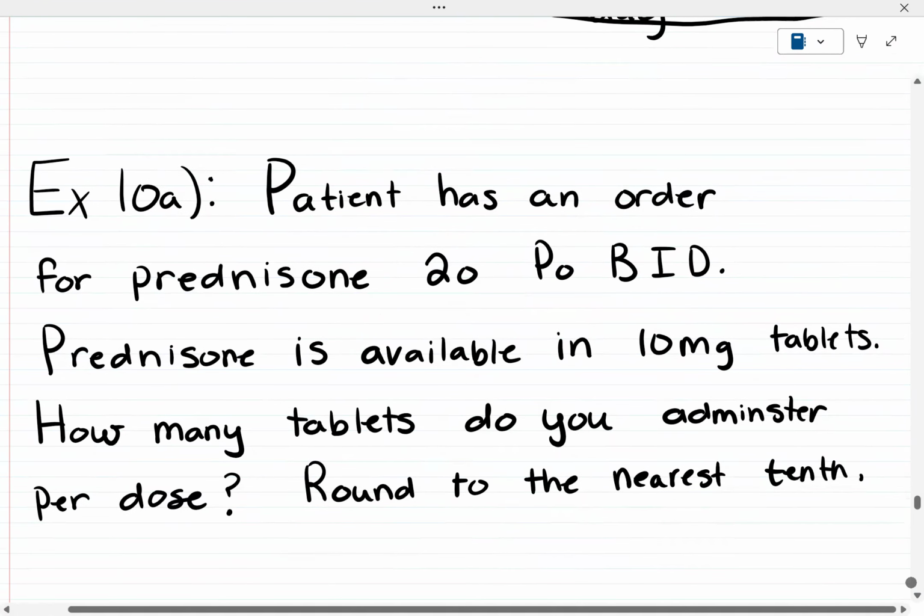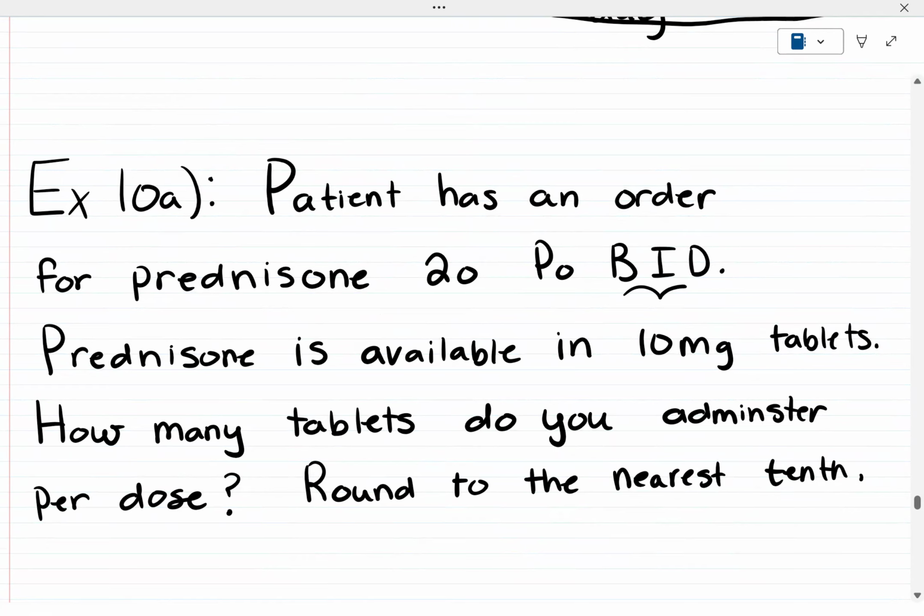So what does the BID stand for? BID means 2 times a day. So if you ever hear the word BID in your prescription, it just means two times a day, twice a day. Okay, we can do that.